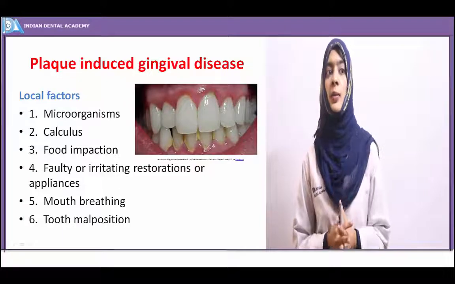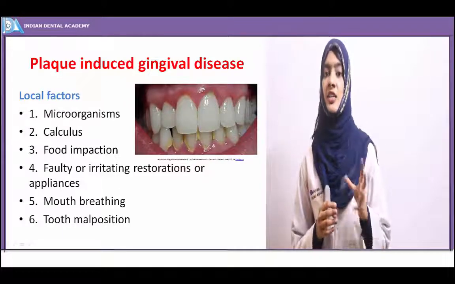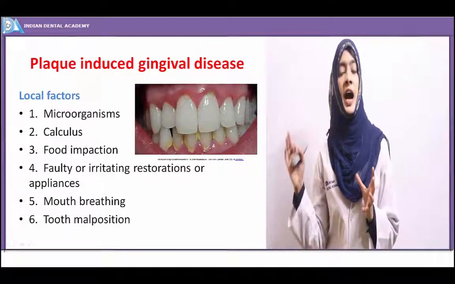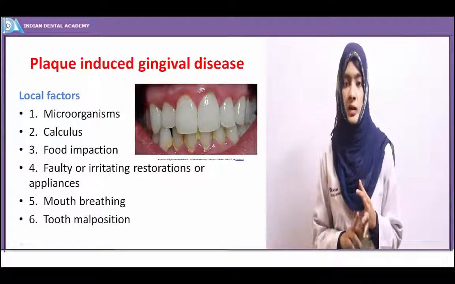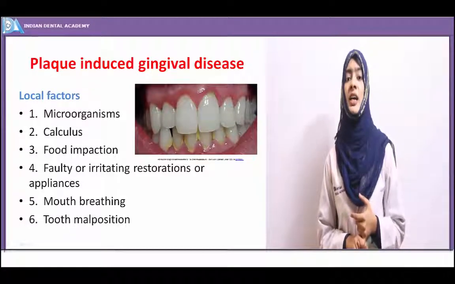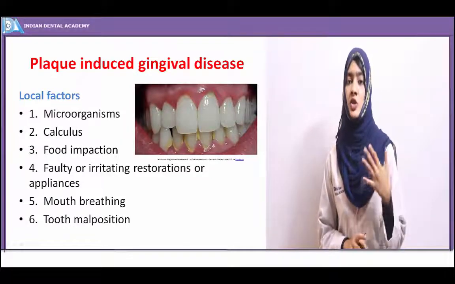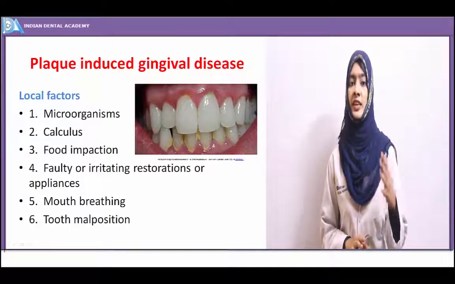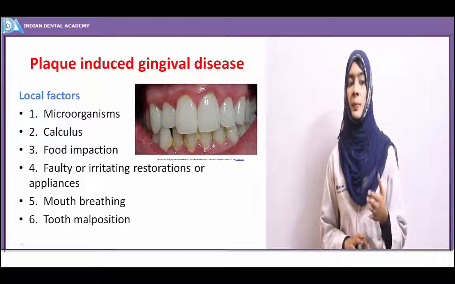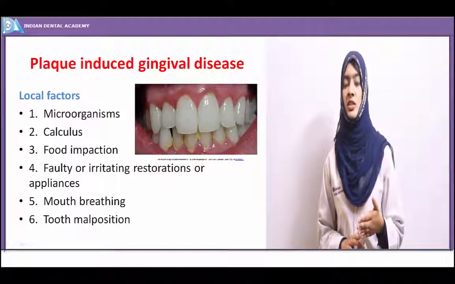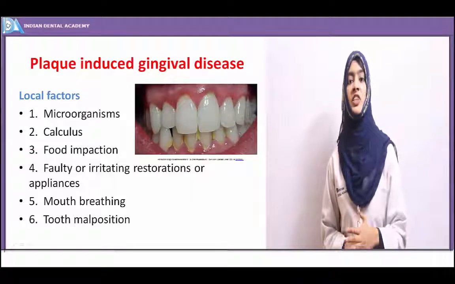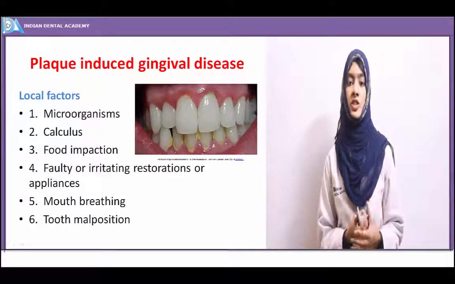More commonly, some etiological factor is present for the inflammation to start in the marginal gingiva. So the plaque induced gingival diseases are more common. The non-plaque induced gingival diseases are gingivitis occurring in the absence of any etiological factor like plaque or calculus. Those non-plaque induced gingival diseases are the bacterial, viral, or fungal infections which manifest in the gingiva.